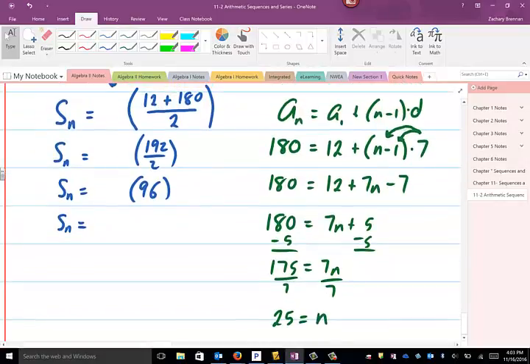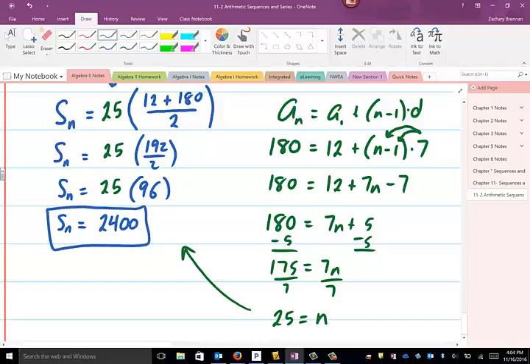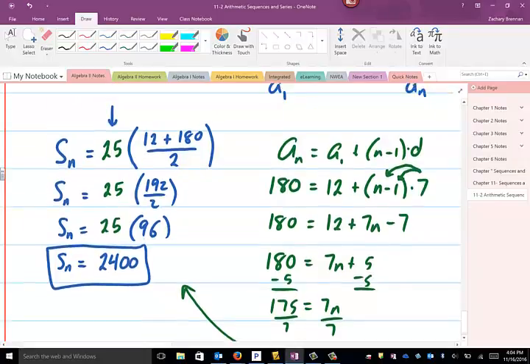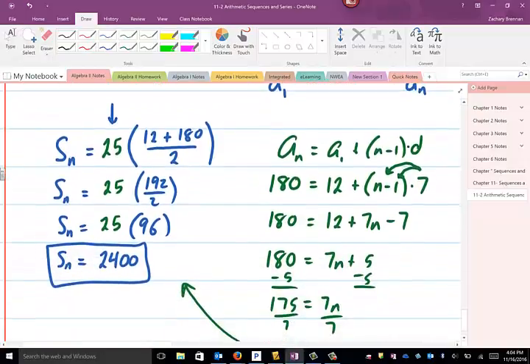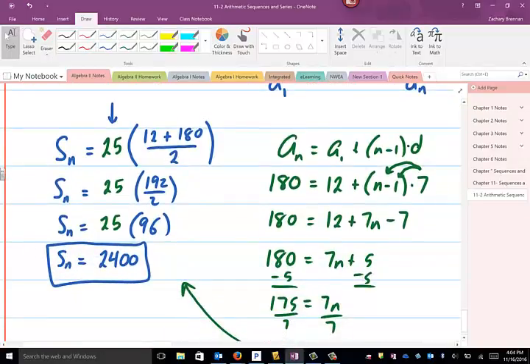All that work, and that wasn't the answer to the problem. I needed that so that I could go back here and just plug it in. So there was a 25 in front for n, and a 25, and a 25, and now all we have to do is 25 times 96, which turns out to be 2,400. And that is the sum of, well, I guess it's the first 25 terms. Right? Our n was 25, and it was 12 plus 19 plus 26 plus a whole bunch of other terms plus 180, and when you added them all up, you get 2,400.